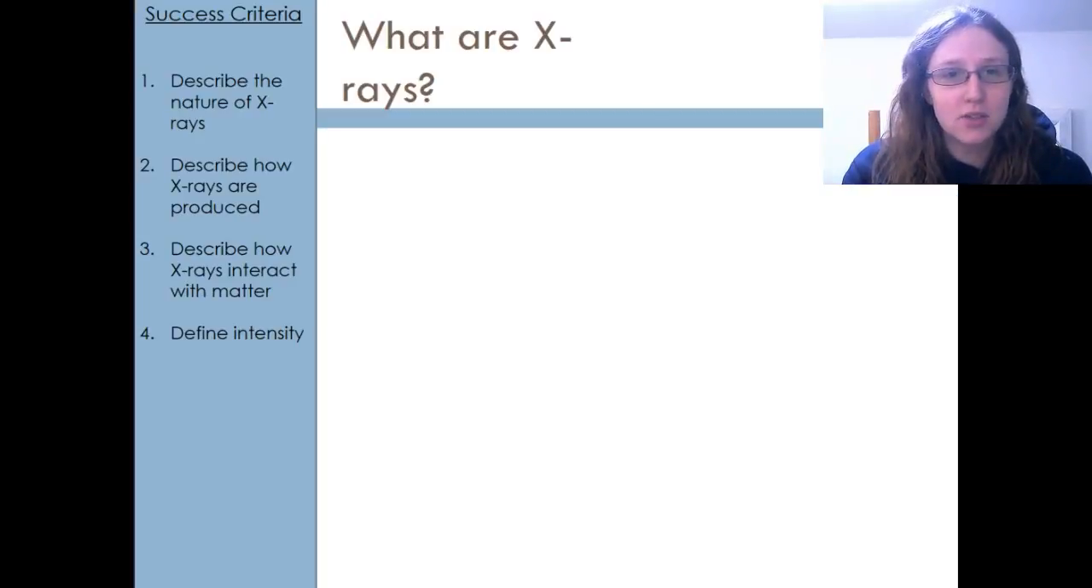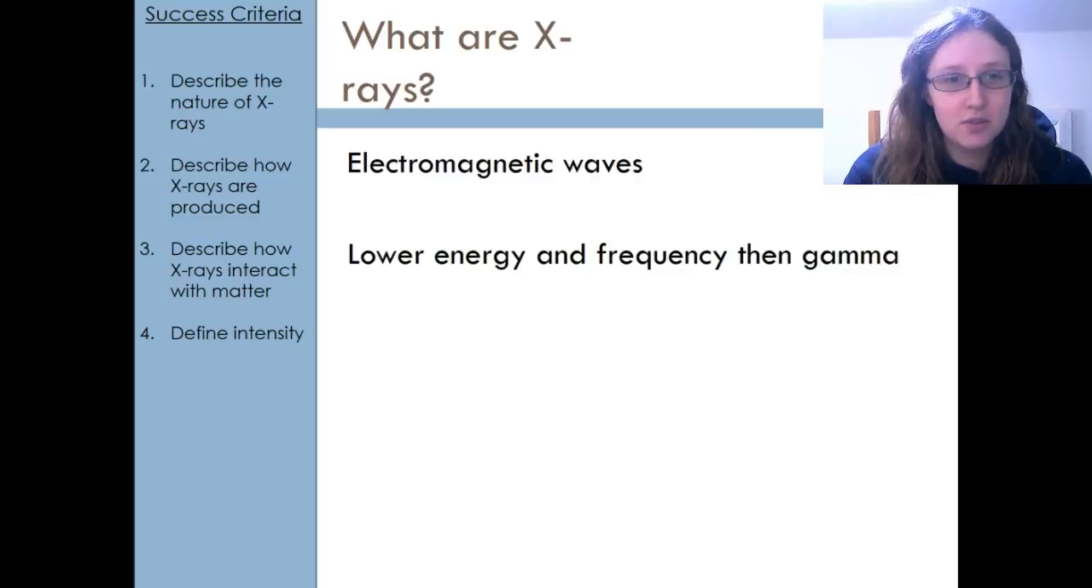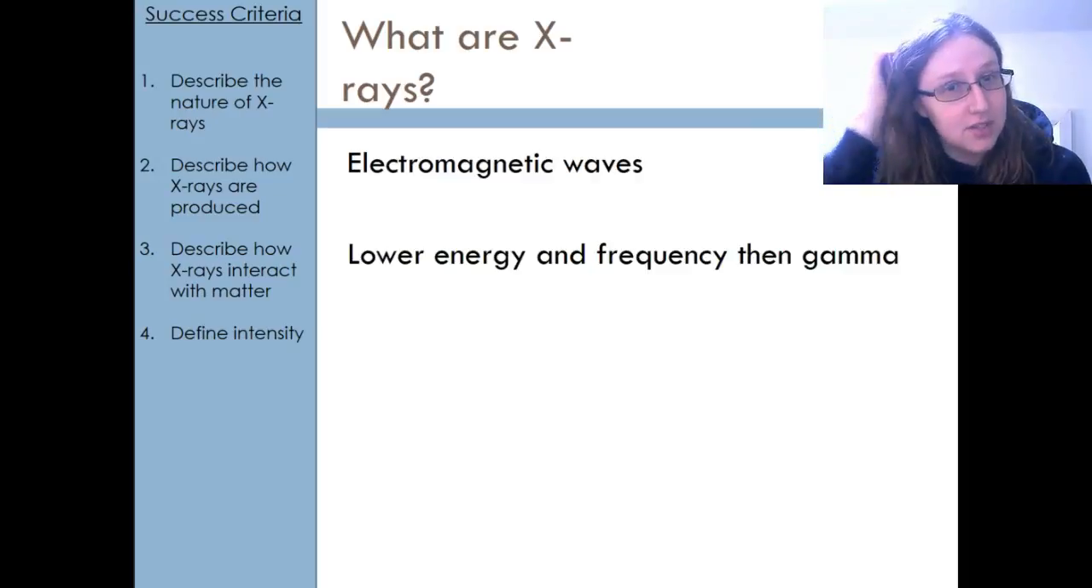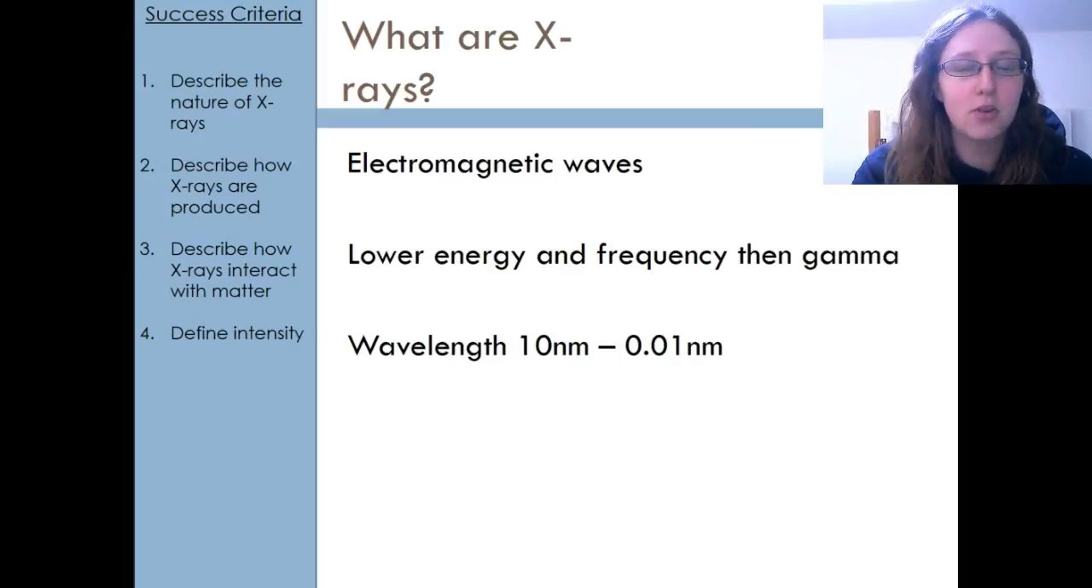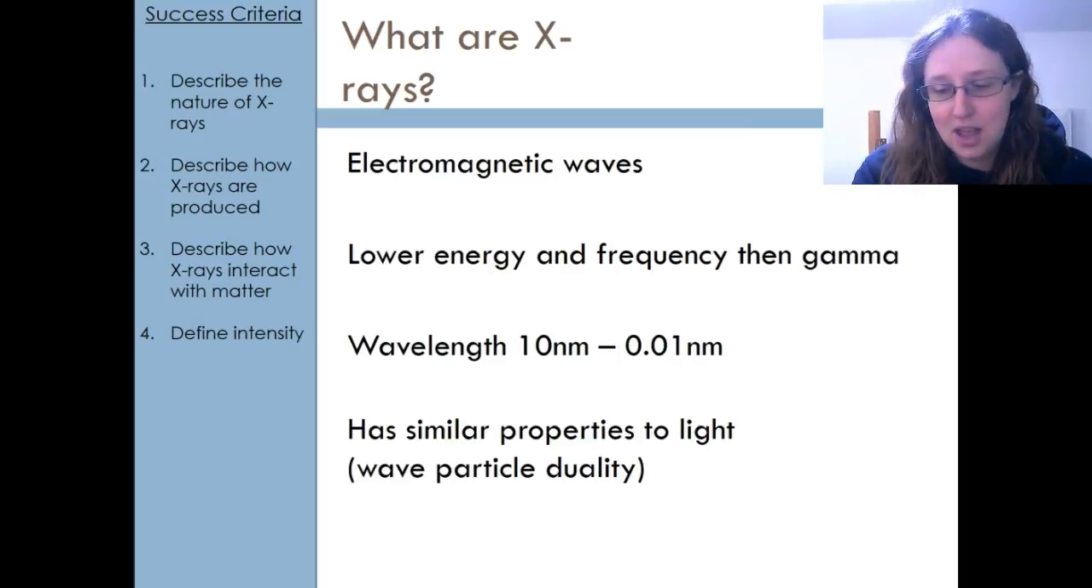So, what are X-rays? Just a brief recap. They are electromagnetic waves. They are lower energy and frequency than gamma waves, and they have a wavelength of 10 nanometers to 0.01 nanometers. And obviously we know that they have very similar properties to light because they are electromagnetic waves, which means that they do have wave-particle duality.